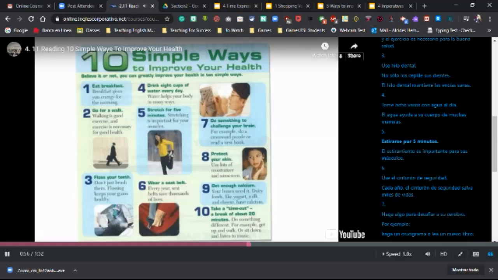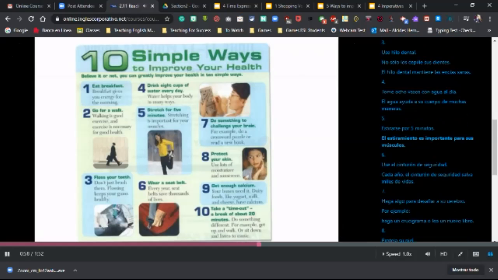5. Stretch for 5 minutes. Stretching is important for your muscles.